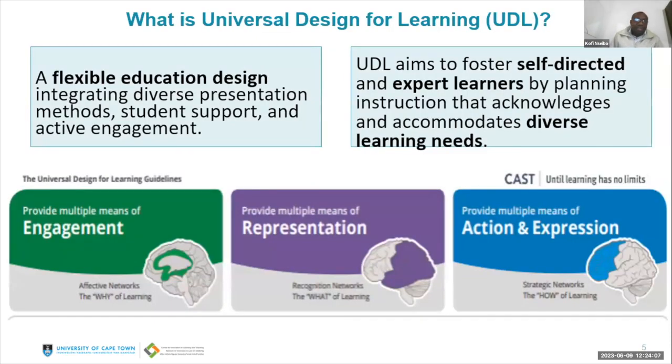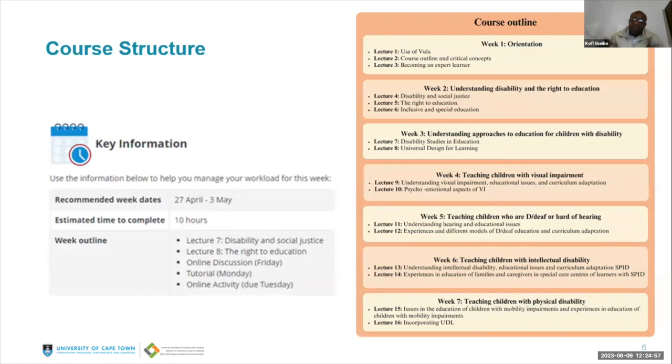So what is universal design for learning? It is a flexible education design integrating diverse presentation methods, student support, and active engagement. UDL aims to foster self-directed and expert learners by planning instruction that acknowledges and accommodates diverse learning needs. 3 key principles in UDL are multiple means of engagement, and then we have multiple means of representation, and multiple means of action and expression. My colleagues will take us through how we have used these 3 key principles in the course of teaching and learning and managing the large class.